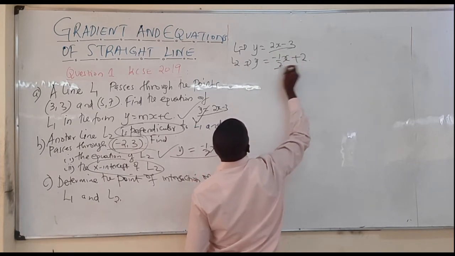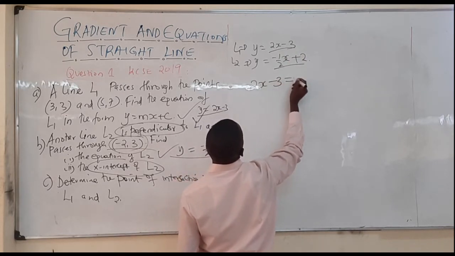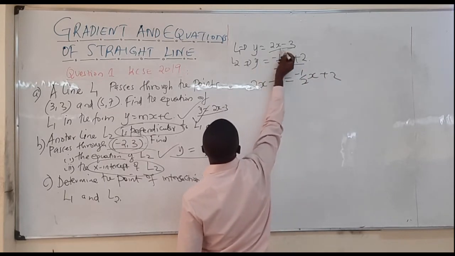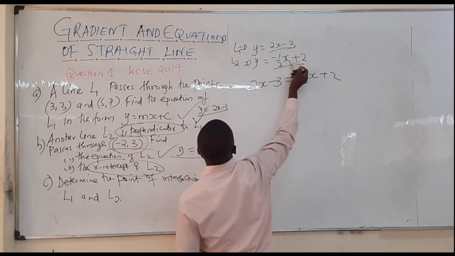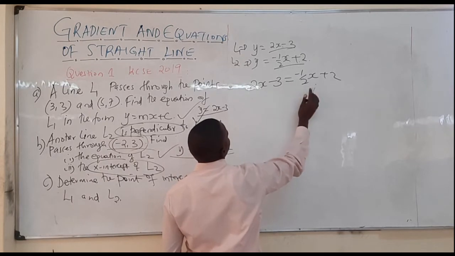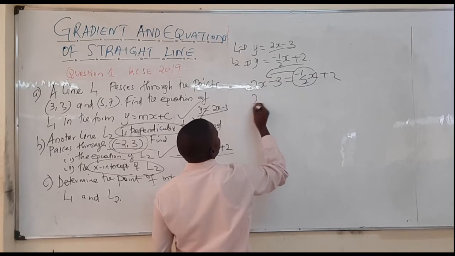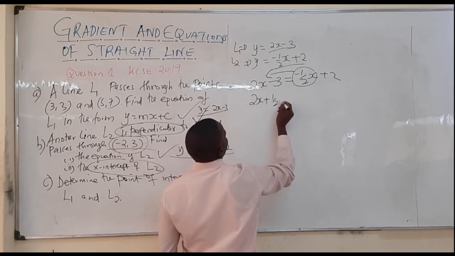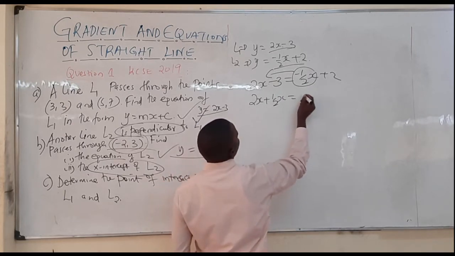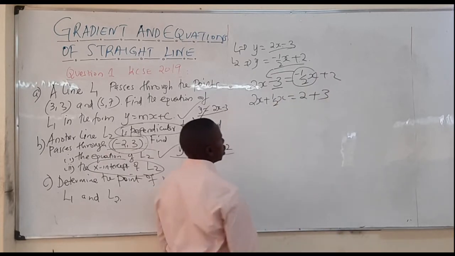So we can equate these two and have 2x minus 3 equals minus a half x plus 2, because this is the value of y, and this is the value of y, so they should be equal to one another. Then we put the like terms together. So minus a half, we bring it to this side. We have 2x plus a half x because it was minus. And the equal sign is going to be 2, then minus 3 on the other side is going to be plus 3.